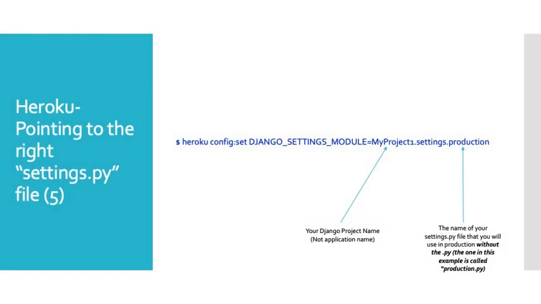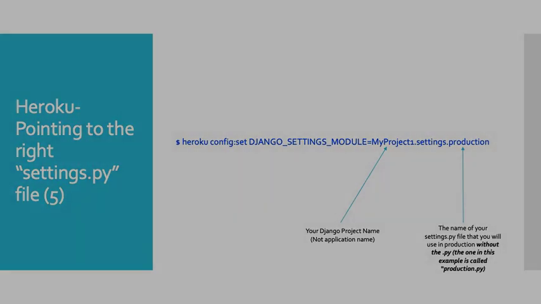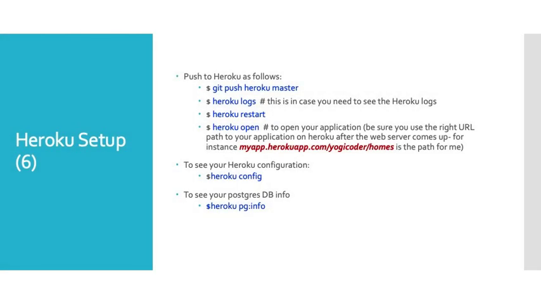You might be wondering at this point, how does Heroku know which settings.py file to use? Well, here we're back at the command line within our virtual environment, and we fire off this command to point to first our project name and then the correct settings.py. And in this case, the settings file that we are using obviously is called production. You note that we don't need the .py when we fire off this command. Now we're ready to push to Heroku and see our application.